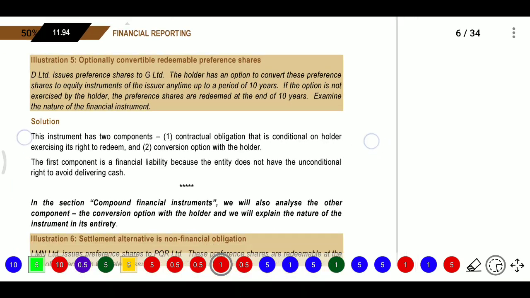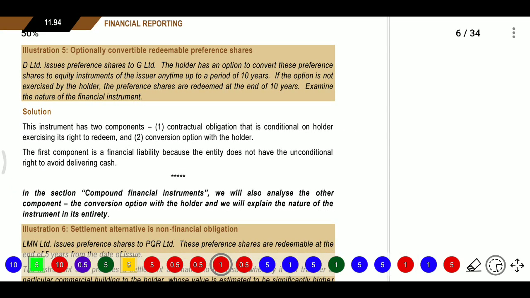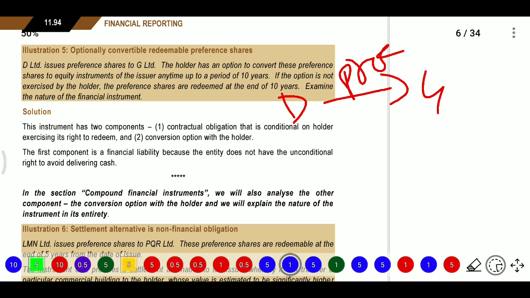Next, question number 51. In question number 51, one company is there, D Limited, which issued preference shares to G Limited. The holder has an option to convert these preference shares into equity of the issuer any time up to a period of 10 years. So it is at the option of the holder.